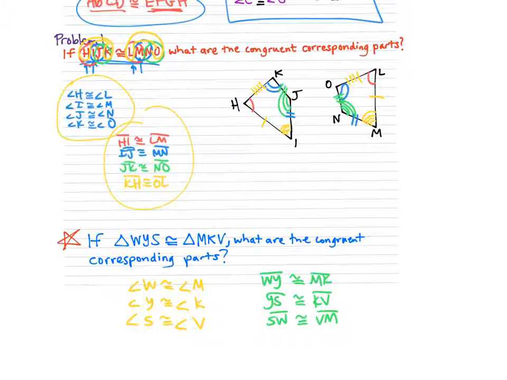Okay, hopefully you got this. W and M, Y and K, S and B angles, and WY, MK side, YS, KV side, and SW, VM side.